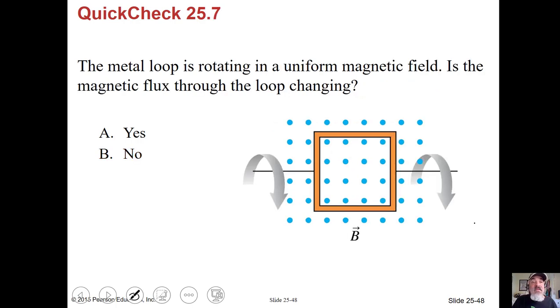The metal loop is rotating in a uniform magnetic field. Is the flux changing? It is. As you rotate this, less and less magnetic field lines go through it. When the loop is completely flat, there is nothing, and then once it starts rotating more again, you get more and more. Right now it's a maximum, then it goes to 0, then it goes back to a maximum. So yes, you have a changing magnetic flux. Really, it's because the area vector and B are changing. The angle between A and B is changing here.